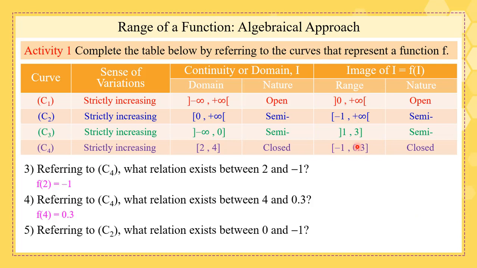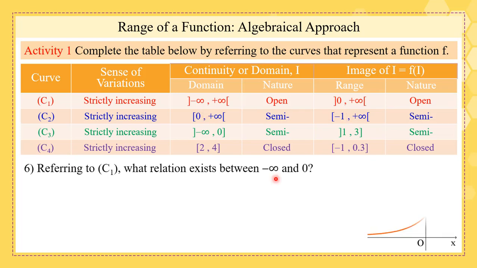We are referring to curve 2, this is curve 2. What relation exists between 0 and -1? This is 0 and this is -1. We can also say that f of 0 is -1. So pay attention please. If we have a strictly increasing function, a continuous function, and in case the interval is closed, to find this answer we can simply apply an f here.